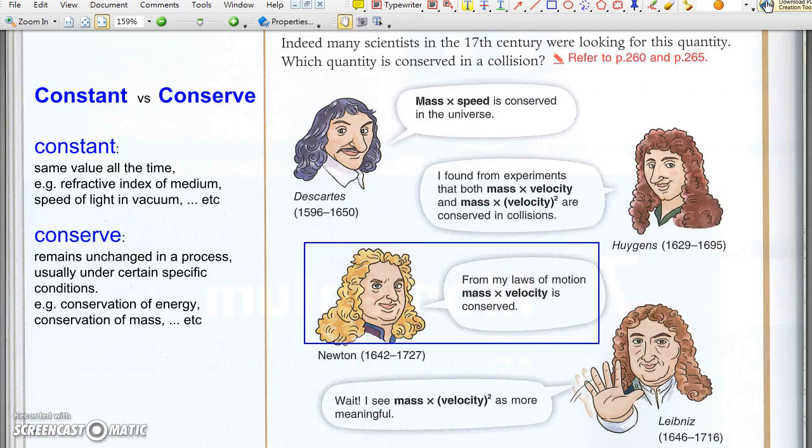The words constant and conserve mean two different things. Constant means the same value all the time, such as refractive index, while conserve means the value remains unchanged in the process and usually under certain specific conditions, such as conservation of energy.